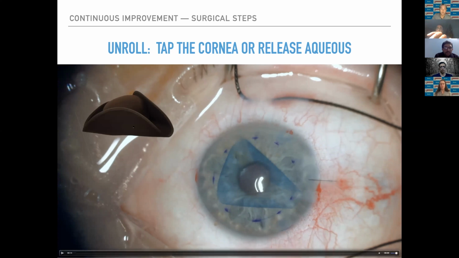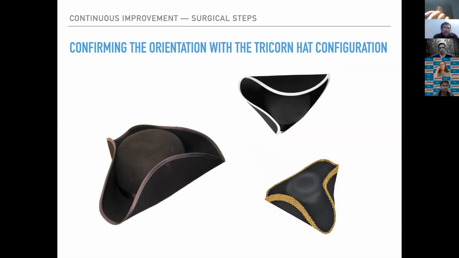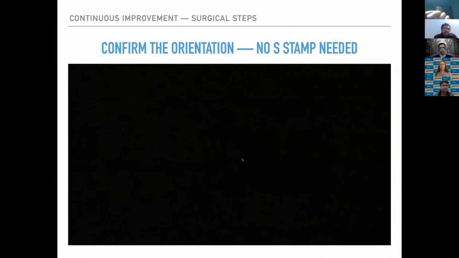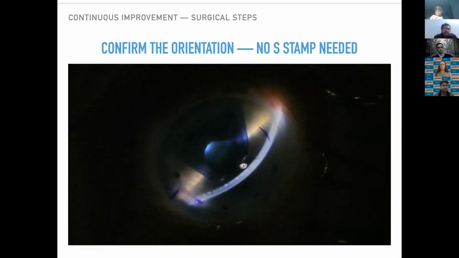So when I started doing DMEK, we didn't have an S stamp, and I'm still kind of doing it that way, but we want to get this orientation of the tricorn hat. And so this will confirm that the roll is in the correct orientation. And so then what I do is I use a flashlight in the OR, and I shine, and I want to get 2 rolls like that.